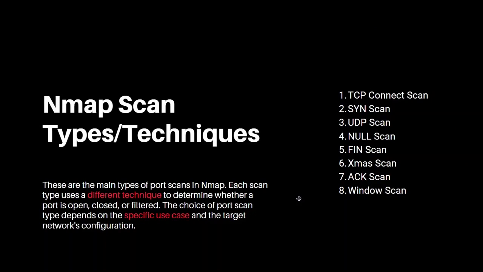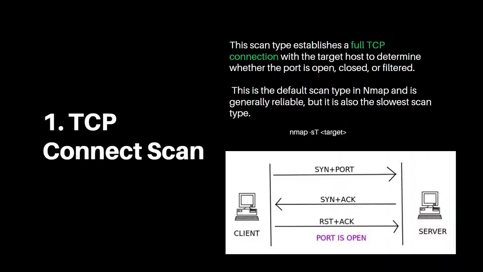So the first one is the TCP Connect scan. Imagine you are calling a friend and you wait for them to pick up the phone and say hello. A TCP Connect scan works similarly, where it establishes a full TCP connection with the target host's ports to determine whether they are open, closed, or filtered. However, this is the slowest type of scan since it completes the full TCP handshake. This is also the default scan type in Nmap, and it is generally reliable, but as said, it is the slowest scan type. The usage and command format for this one is nmap -sT and then the target.